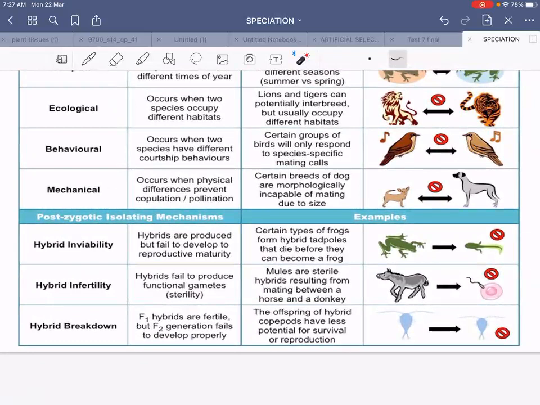Mules are sterile hybrids resulting from a mating between a horse and a donkey. And hybrid breakdown means that F1 hybrids are fertile, but the F2 generation fails to develop properly. Okay, so ऐसे भी हो सकता है.